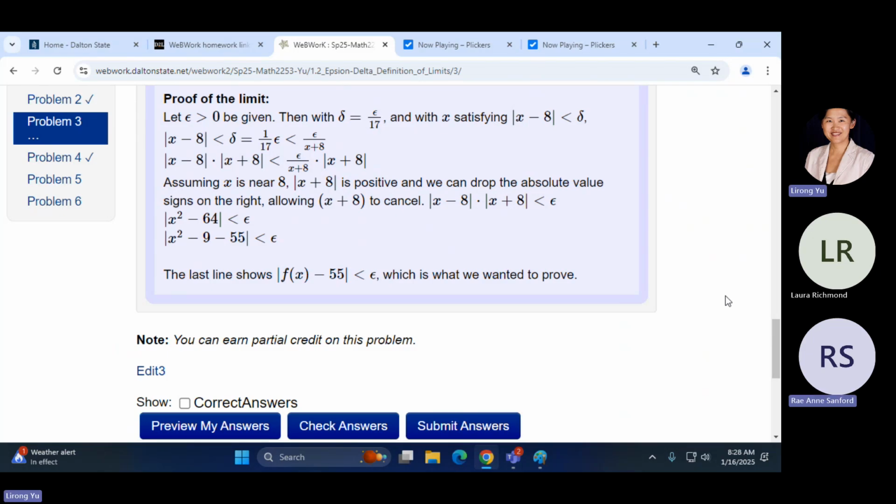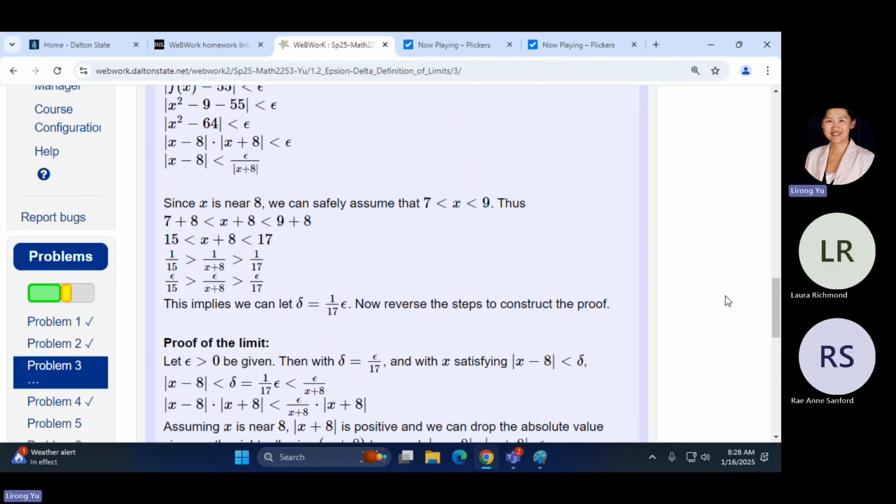All right, at the bottom part, you can see that what I was trying to do is a similar process, but the thing is we have to have 1 over 17. See, I picked 1 over 15. So let's see the reasoning. Okay, since x is near 8, that's my reasoning.